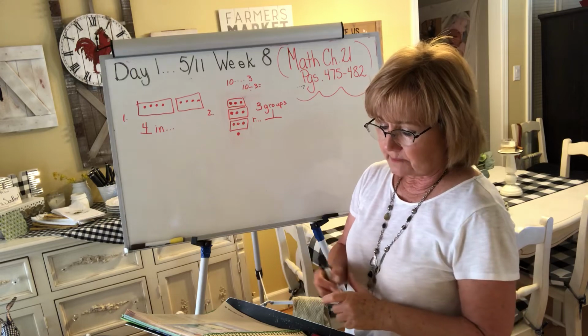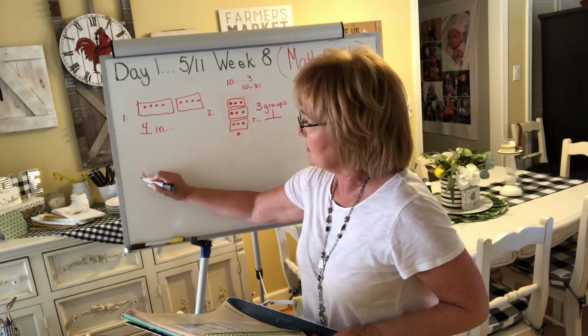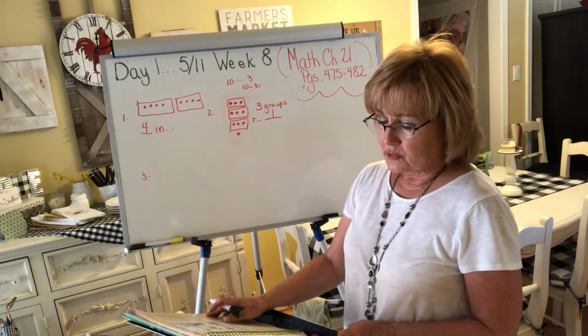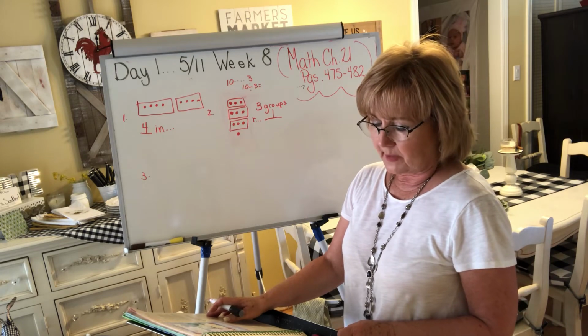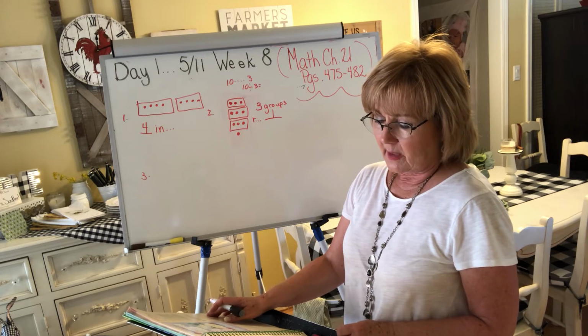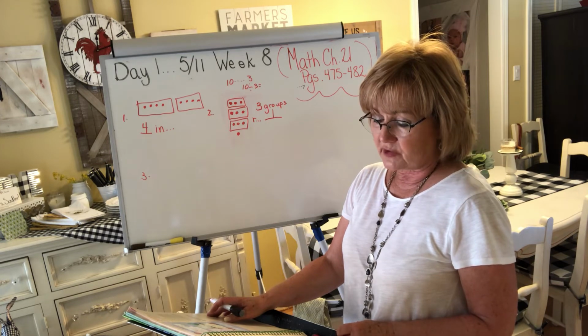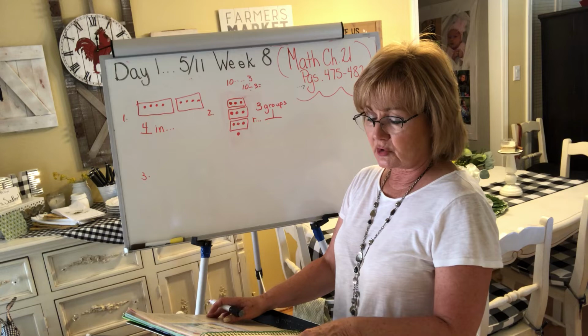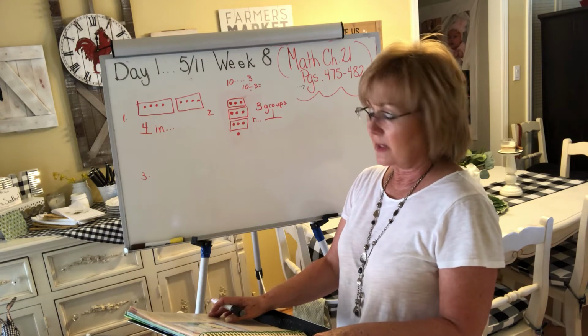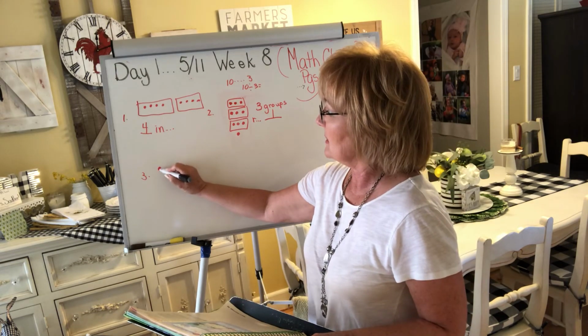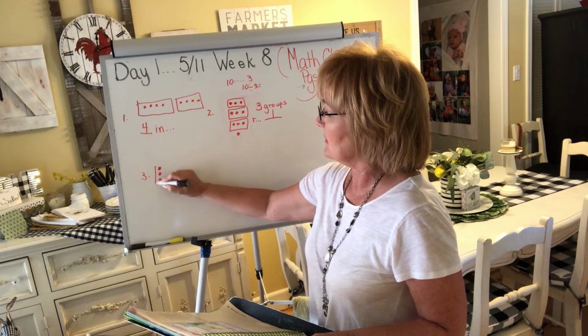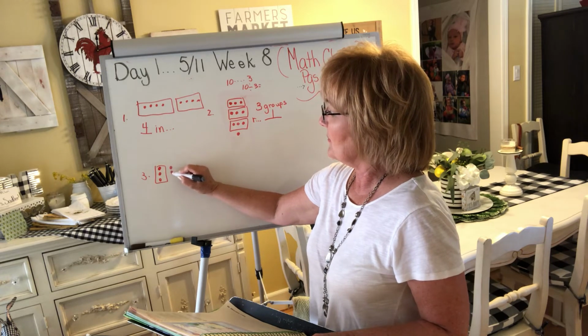Okay, number 3, so I need to read more carefully. Draw and show your work. We don't have word max it. So we're going to draw. Write a division sentence. So divide 6 into groups of 3. So we're going to go 1, 2, 3, 4, 5, 6.